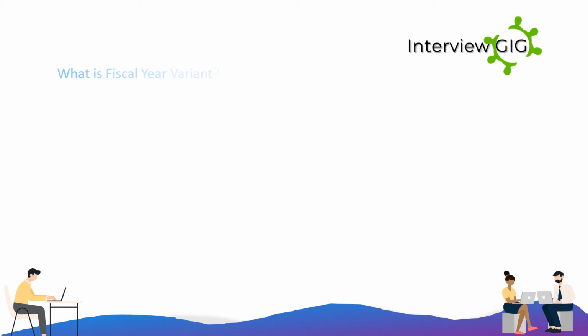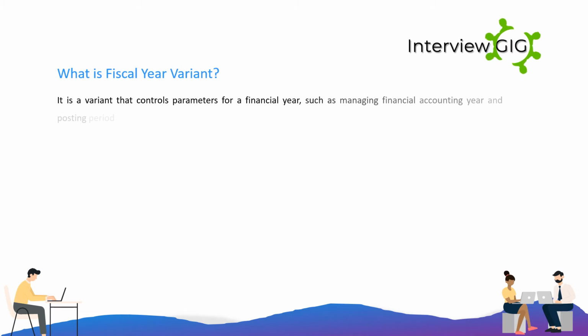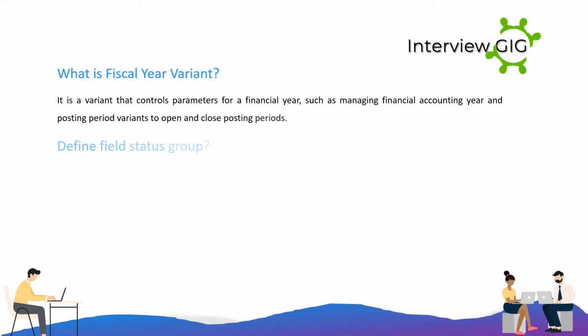What is a fiscal year variant? It is a variant that controls parameters for a financial year, such as managing the financial accounting year and posting period variants to open and close posting periods.